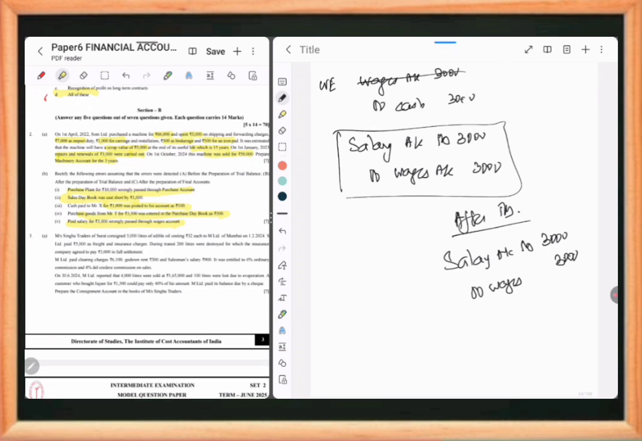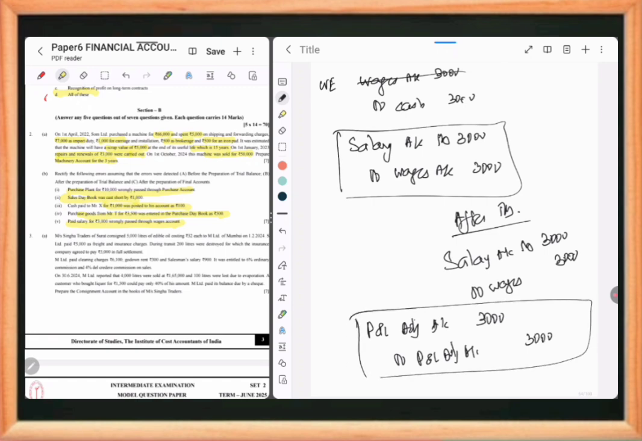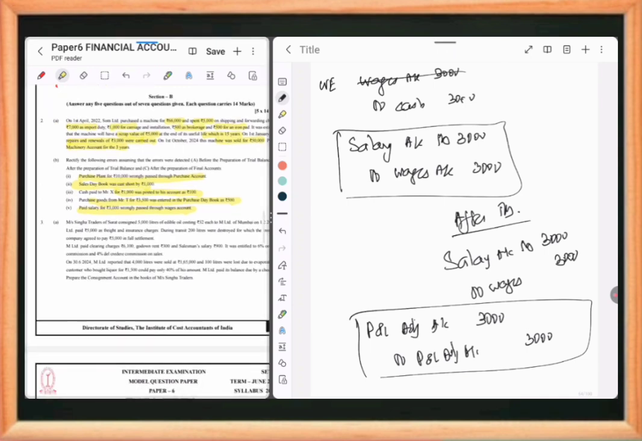So instead of that, here salary, profit and loss adjustment account debit 3,000 rupees. For wages also, wages should not be entered. Instead of wages, we have to pass P&L adjustment account, that is 3,000. So this will be the correct answer. Both debit and credit will be for only P&L adjustment account. So this question is over.